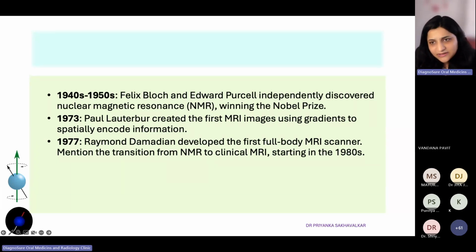Developed in the 1970s, MRI has evolved from an experimental technique to a critical diagnostic tool, revolutionizing medical imaging with its ability to visualize soft tissue in unprecedented detail.